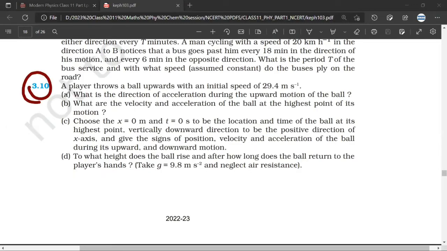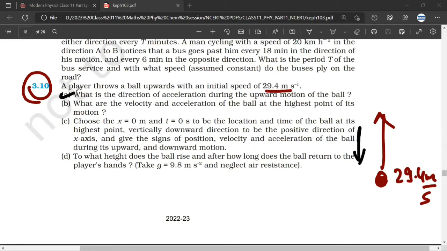Okay, a player throws a ball upward with an initial speed of 29.4 meters per second. So this is the ball and we throw it up at 29.4 meters per second. What is the direction of acceleration during the upward motion of the ball? It will be pointing below. Avantika, any doubt about this? No. So the acceleration is in the downward direction.